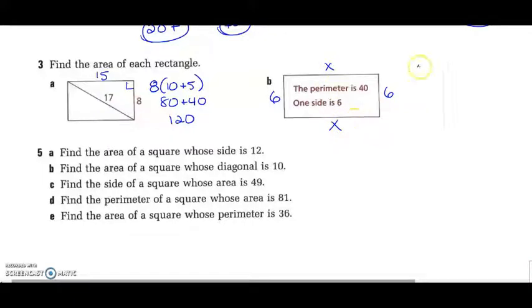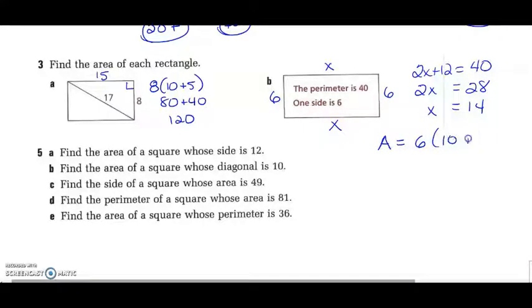Here the perimeter is 40, one side is 6. So then 2x plus 12 equals 40. So 2x equals 28, x equals 14. Then to find the area, we need to take 6 times 14, and that is 84.